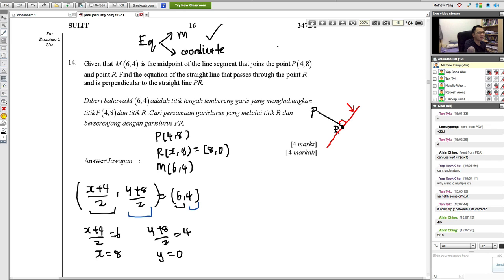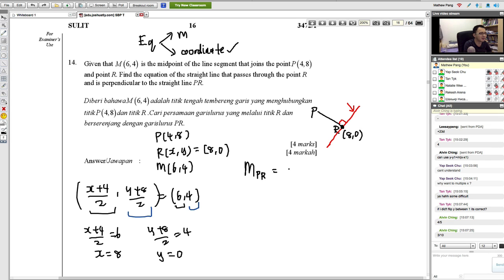Now I have one point already, because I had coordinate R, which is (8, 0). But then I do not have the gradient, so I will need to find the gradient. I know it will be perpendicular to PR, so I will find the gradient for PR first.